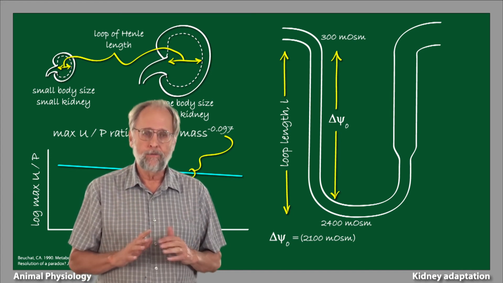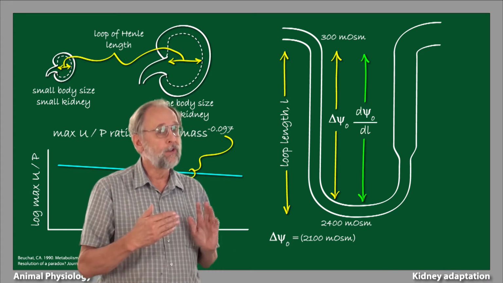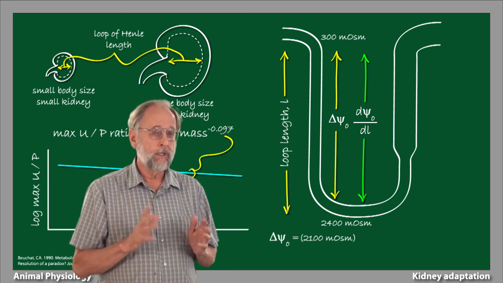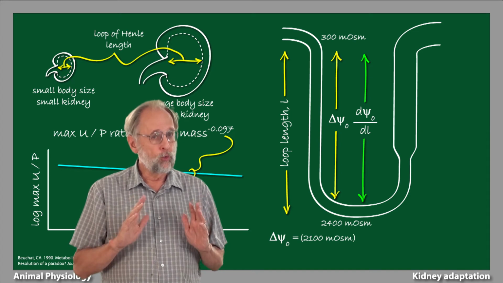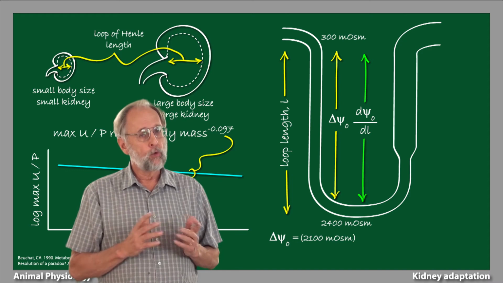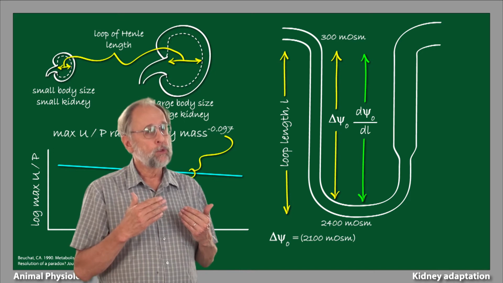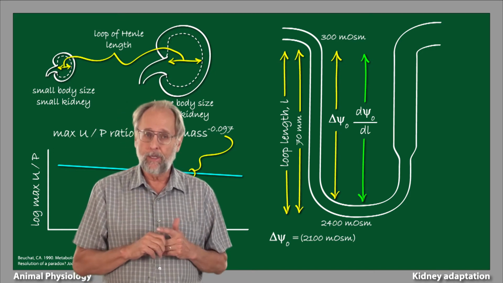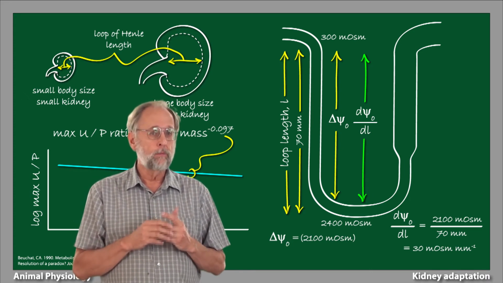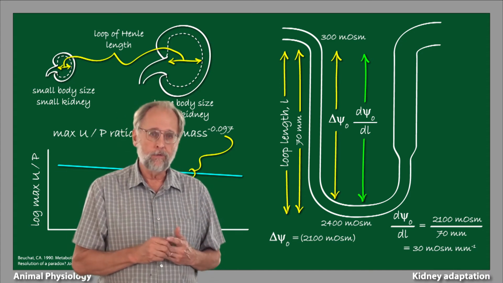A gradient is something different because the gradient we are interested in refers specifically to a change of osmotic potential along the length of the loop. Whereas the osmotic potential difference has units of milliosmoles, the osmotic potential gradient has units of milliosmoles per unit length. If you had a 2100 milliosmoles difference between the bottom and top of the loop of Henle, and this was spread out along a loop that was 70 millimeters long, you would have an osmotic potential gradient of 30 milliosmoles per millimeter.